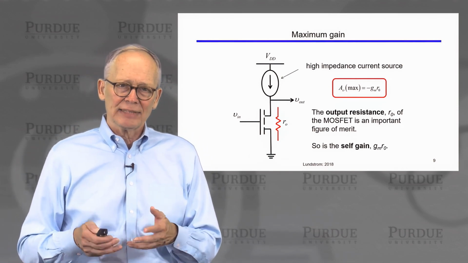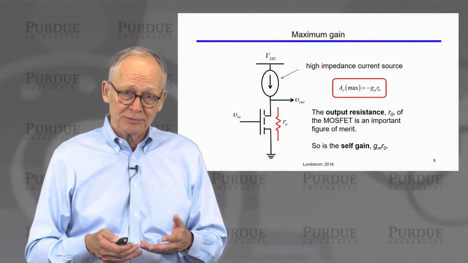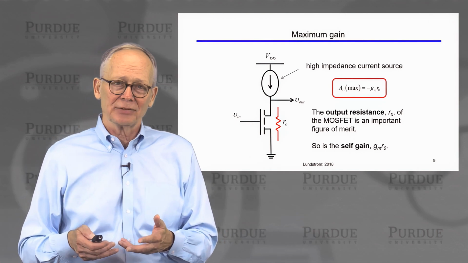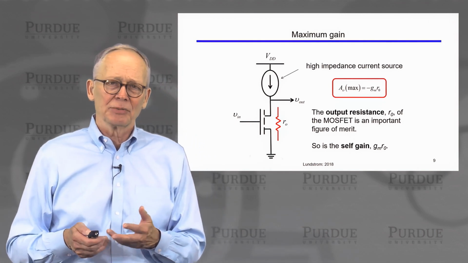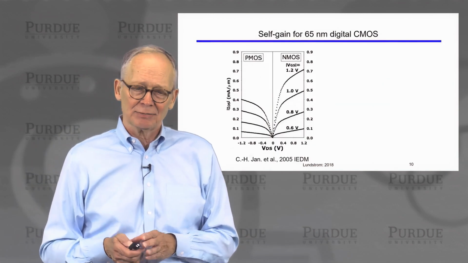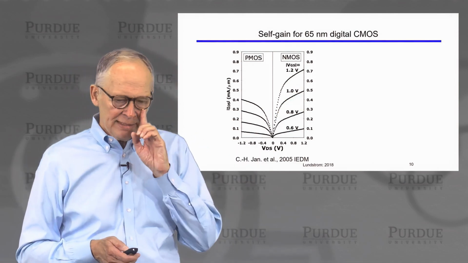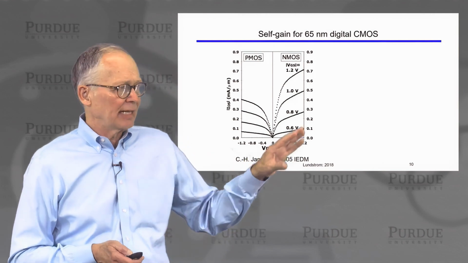It depends on the transconductance of the transistor and on the output resistance of the transistor itself. It's intrinsic to the transistor. No matter how clever you are with the rest of the circuit, this is the maximum gain that you can get out of it. All right, so just to make this concrete, here is some CMOS technology from a few years back.